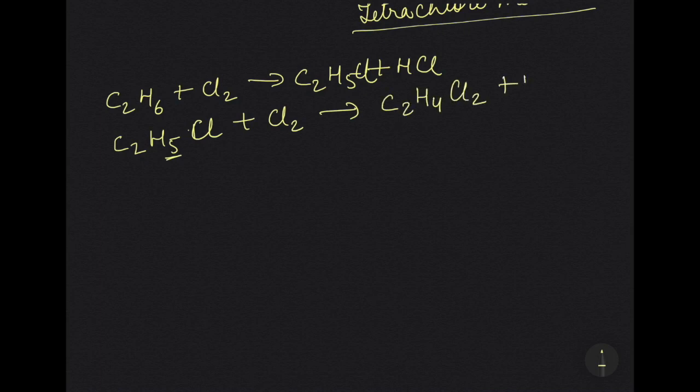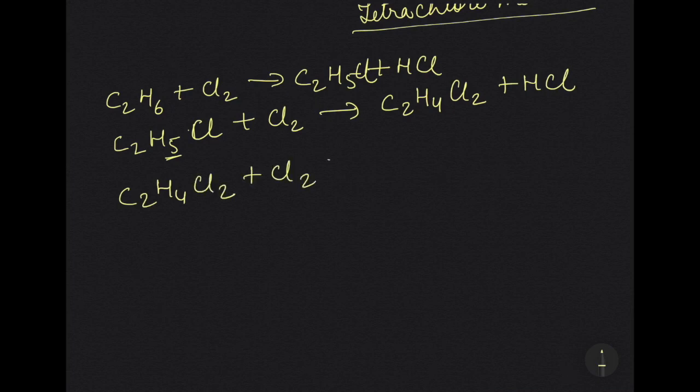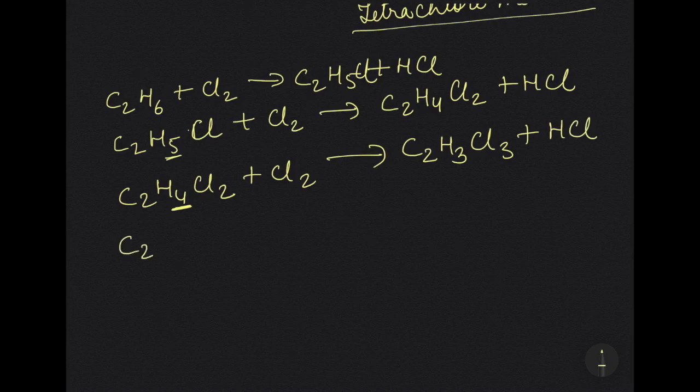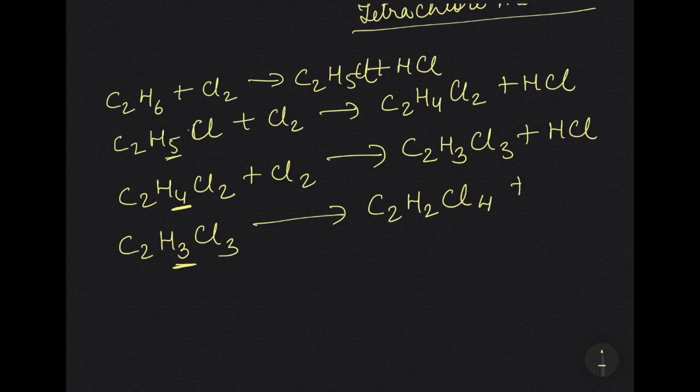From C2H5Cl it will become C2H4Cl2 plus HCl. Again C2H4Cl2 plus chlorine. Again one less, so it becomes C2H3Cl3 plus HCl. Again C2H3Cl3. Again one more will go out, C2H2Cl4 plus HCl.